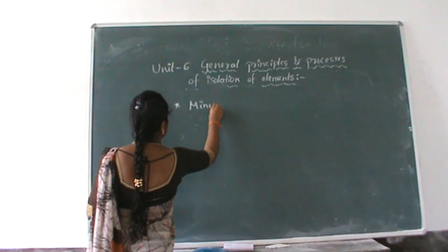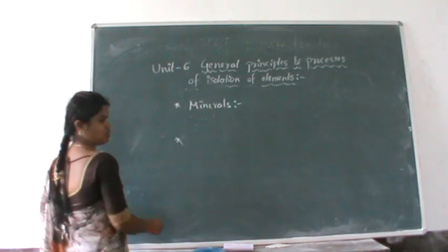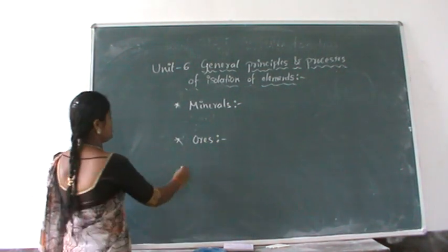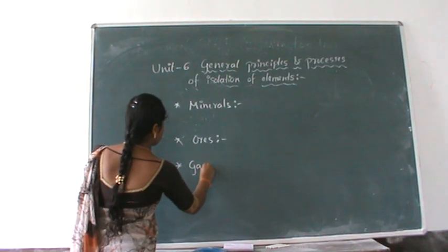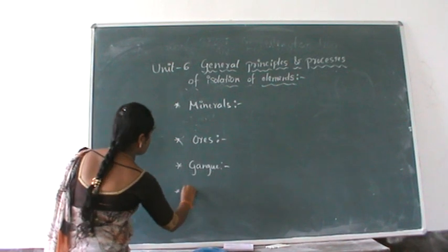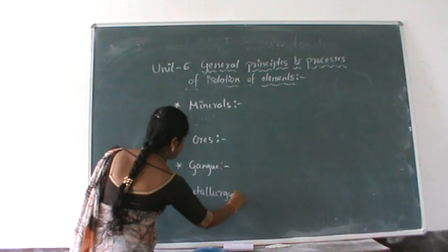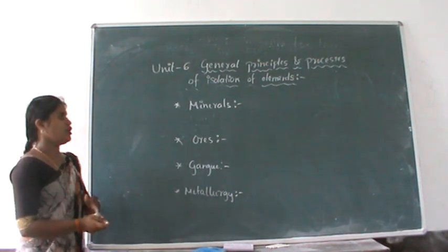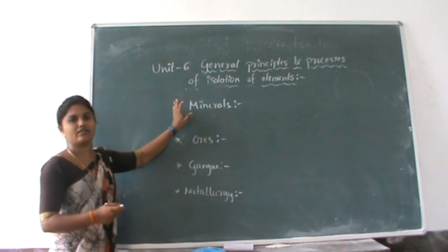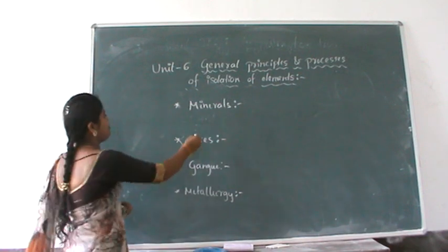minerals, ores, gangue, and the last one is metallurgy. Before going to the topic, we have to know some of the terminologies that come in your chapter. Okay, let us study one by one.